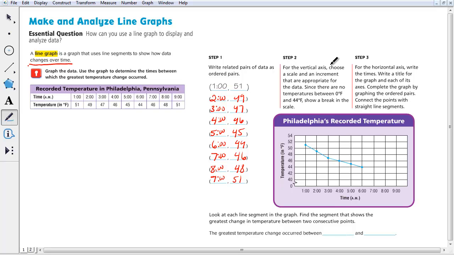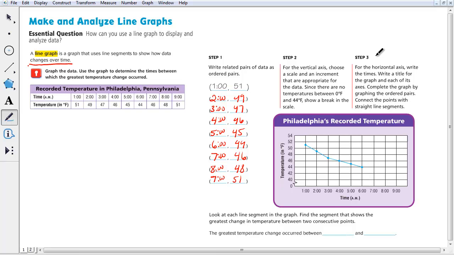For the vertical axis, choose a scale and an increment that are appropriate for the data. Now the vertical axis is the axis that goes up and down. We can see here that since there are no temperatures between 0 degrees Fahrenheit and 44 degrees Fahrenheit, we're going to show a break in the scale. And that's shown here by this little zigzag. And then we're going to go up by increments of 2 after we have that break. This lets us see the data more spread out.